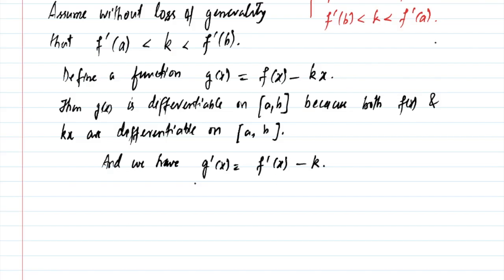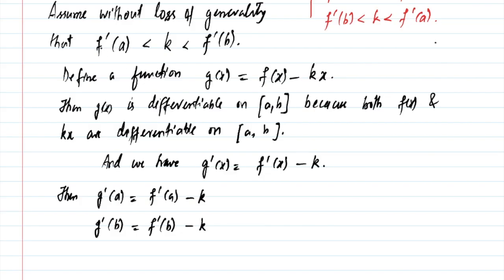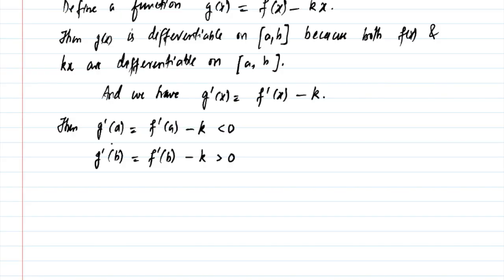Then let's compute the values of g dash of a and g dash of b. So g dash of a is equal to f dash of a minus k, and similarly g dash of b is equal to f dash of b minus k. Now, as we have assumed that f dash of a is less than k, f dash of a minus k is less than 0, and f dash of b is greater than k, that is, f dash of b minus k is greater than 0. So we have g dash of a less than 0 and g dash of b greater than 0.